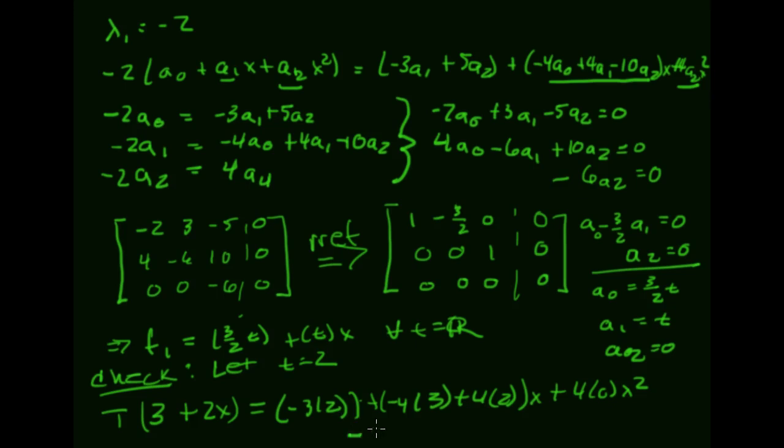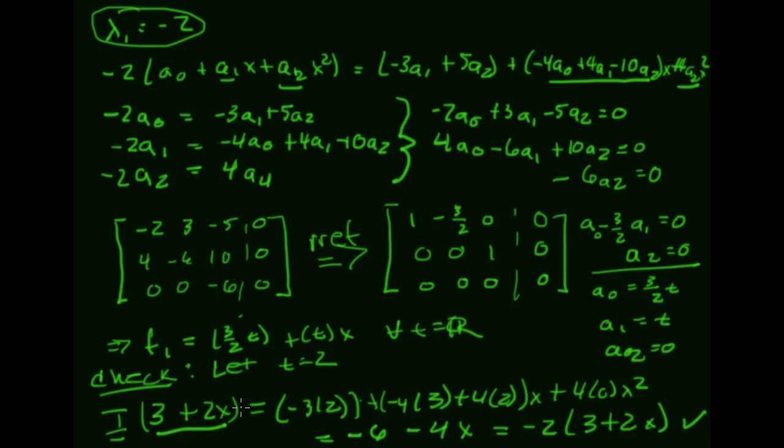This becomes negative 6. That's negative 12 plus 8, which is negative 4. X, that goes to 0. So this is the same thing as negative 2 times 3 plus 2x, which is what I expect to happen. If my eigenvalue is negative 2, I should put the function into the linear transformation, and all that linear transformation should do is multiply that function by negative 2, which is exactly what it did.